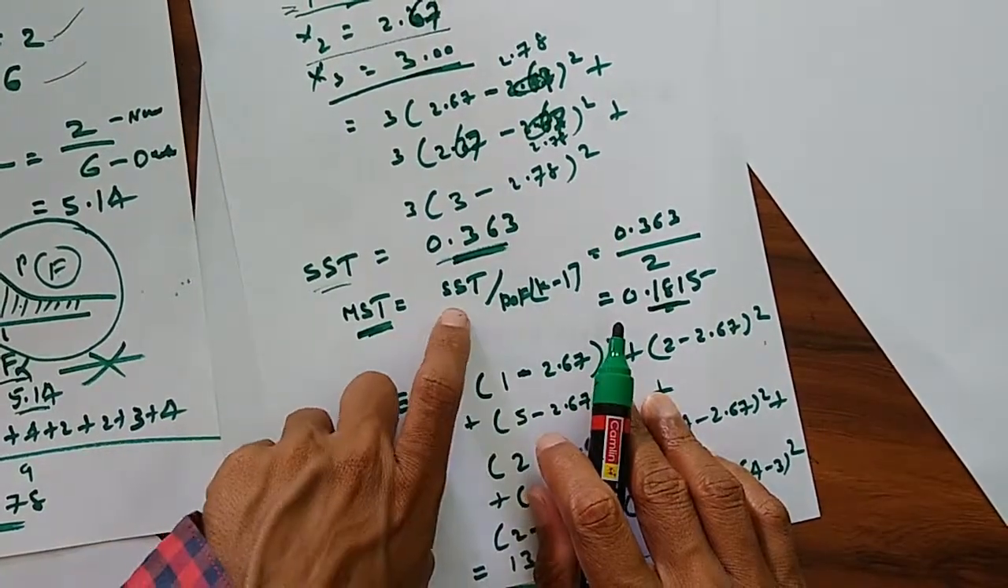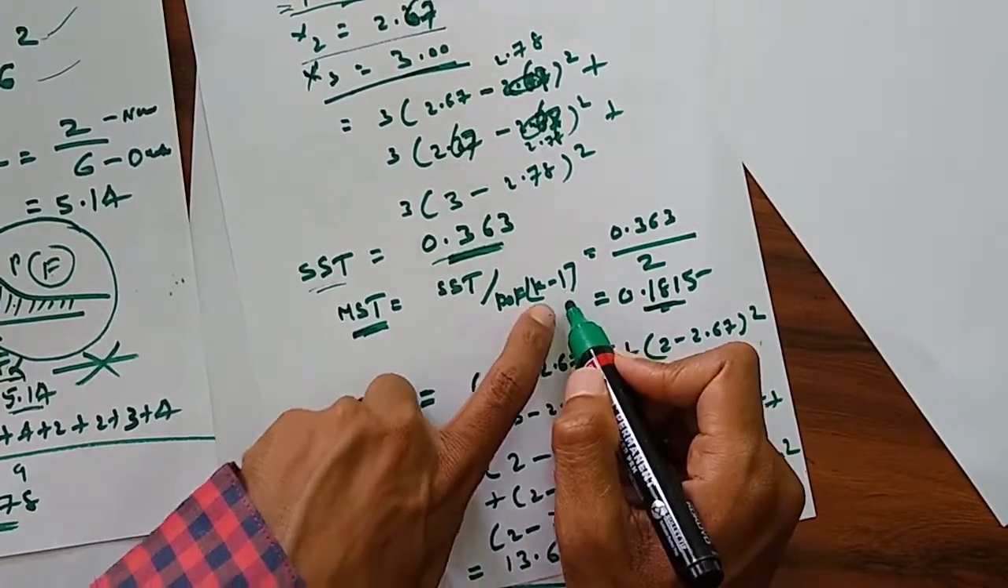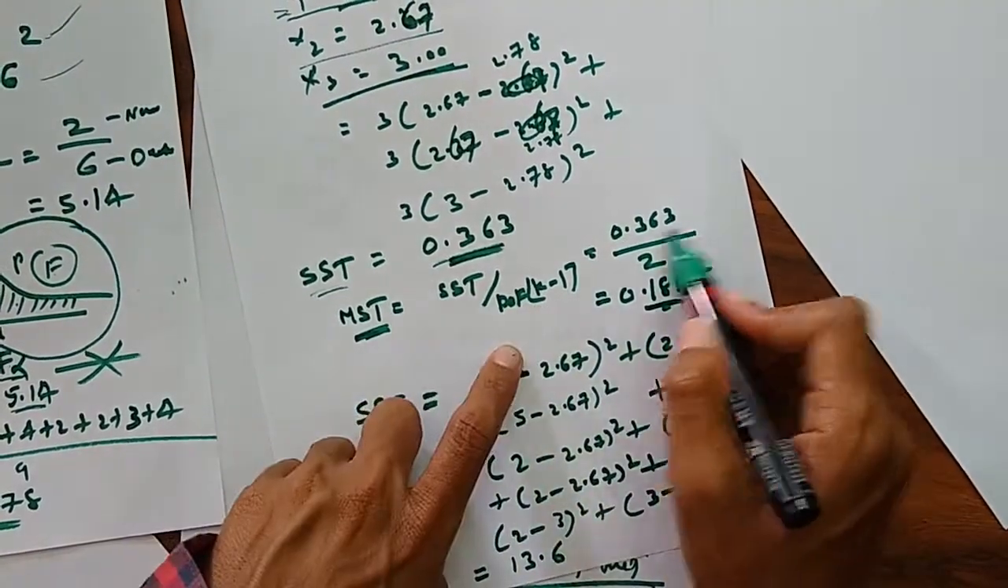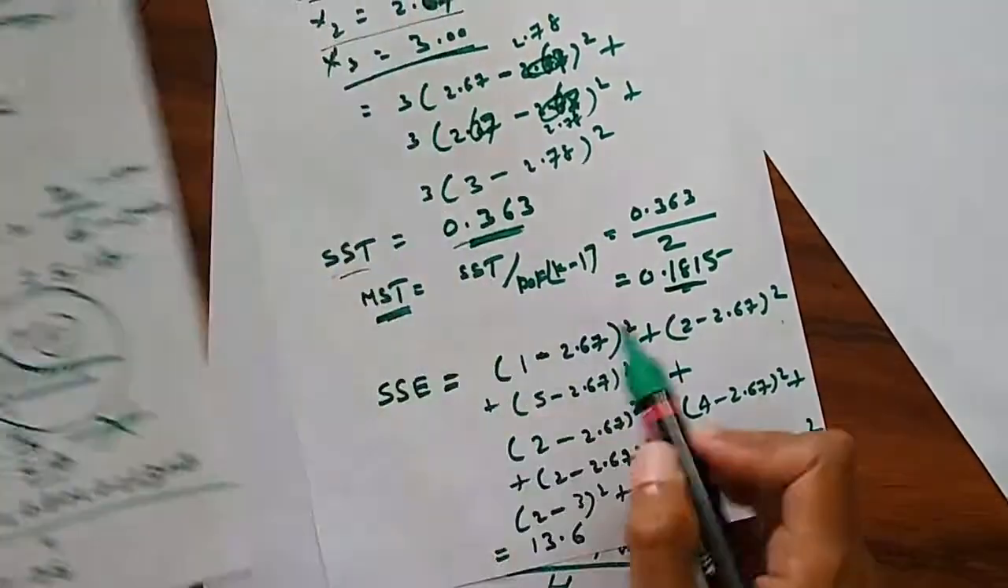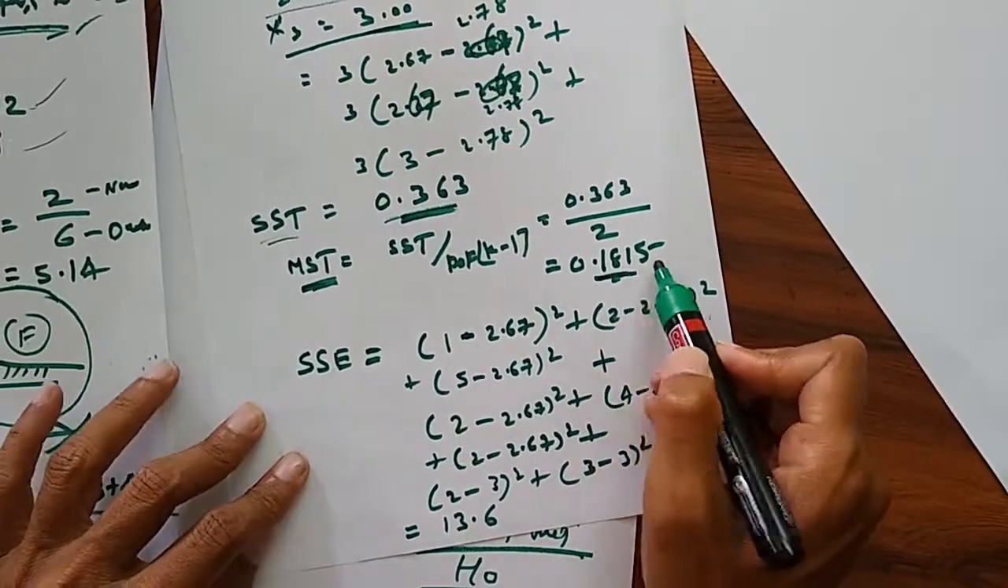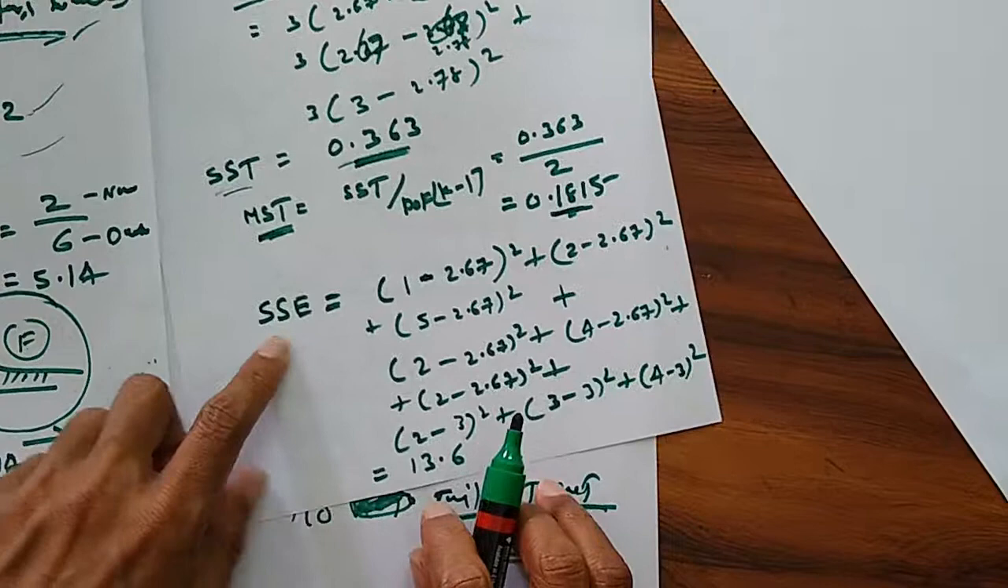Once you know SST, we know how to calculate MST. MST is equal to SST divided by the degree of freedom, that is k minus 1. So in our case 0.363 divided by the degree of freedom 2. So we got 0.1815.